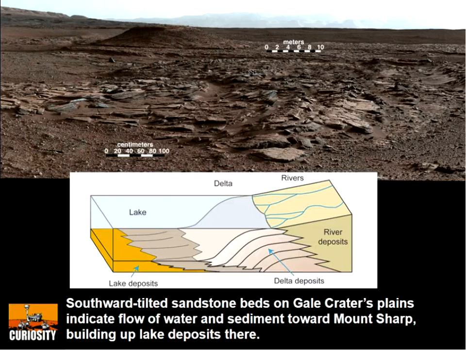And these delta deposits would look just like these rocks in front of us. They would look like a bunch of tilted beds, and you can kind of see that in the cartoon. The river deposits would be the gravels and the conglomerates. The delta deposits would be tilted rock all facing towards a lake. And in this case, we saw them all facing towards Mount Sharp.